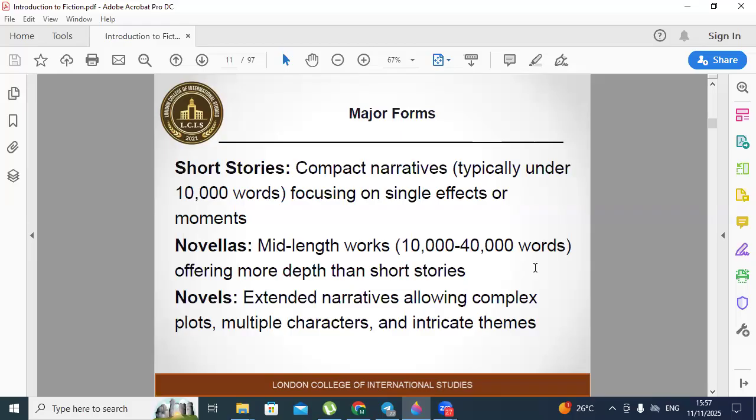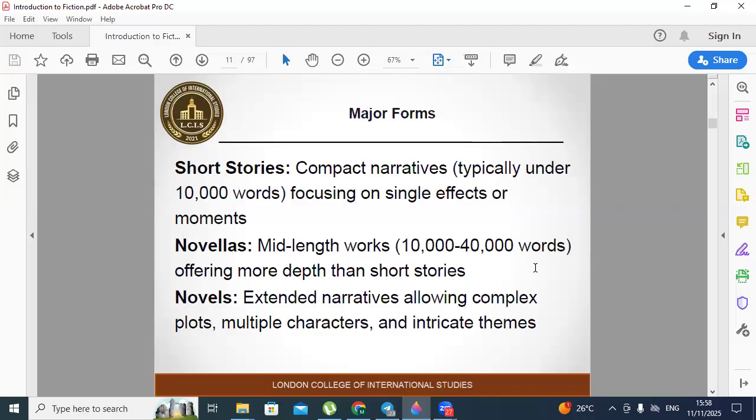Novellas, mid-length works between 10,000 and 40,000 words, offering more depth than short stories, but more focus than novels. They can develop a single plotline thoroughly without extensive subplots. Examples include Kafka's The Metamorphosis or Conrad's Heart of Darkness.